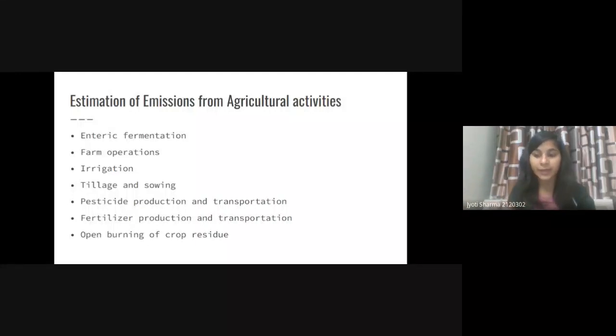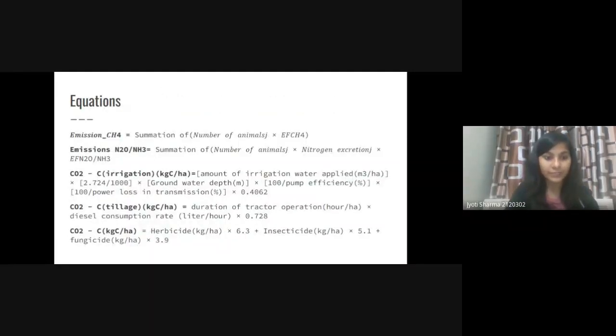For example, we talked about enteric fermentation. Because of that, methane will be released. If you are talking about farm operations, for example irrigation, tillage, and sowing, because of that some different types of gases or pollutants will be released. So how much gas or how many pollutants are emitted by different activities, you have to calculate using some kind of formulas. And after that, you will create your emission inventory for the agricultural sector. So I have some formulas for that.